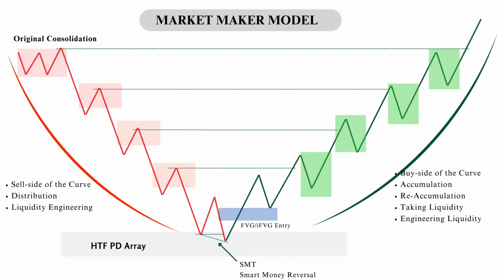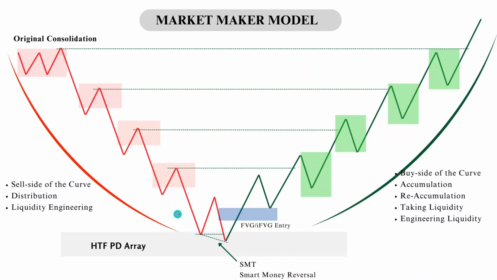In this scenario, we have price engineering liquidity on the sell side. As price is moving, it is creating failure swings. Inside these failure swings is liquidity that has been generated. Price moves, creating liquidity zones, till it moves into a higher time frame PD array. The higher time frame PD array can be your swing high or swing low. It can be your order block. It can be your fair value gap, and many others.